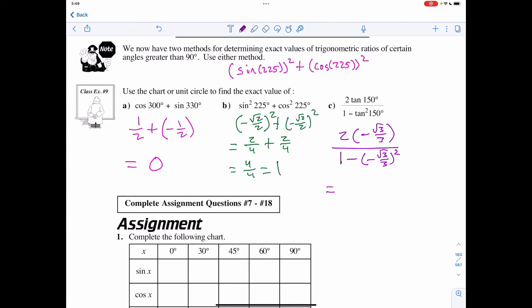Two times negative root 3 over 3 is going to be negative 2 root 3 over 3. And I'm dividing that by 1 minus root 3 over 3 squared. And when I square it, it's going to eliminate that negative. And it's going to give me 3 over 9. Or if I just plug it in my calculator, root 3 over 3 squared is going to be the same as 1 over 3.